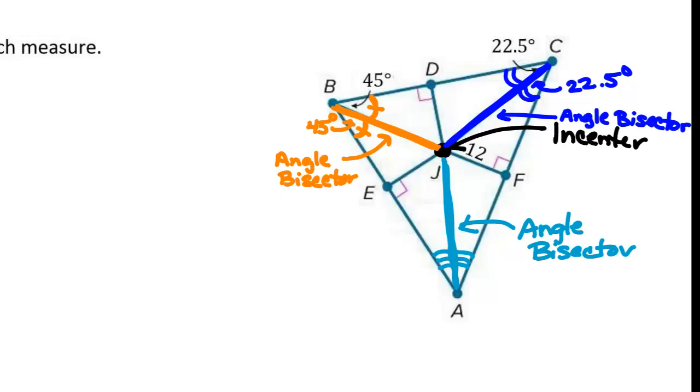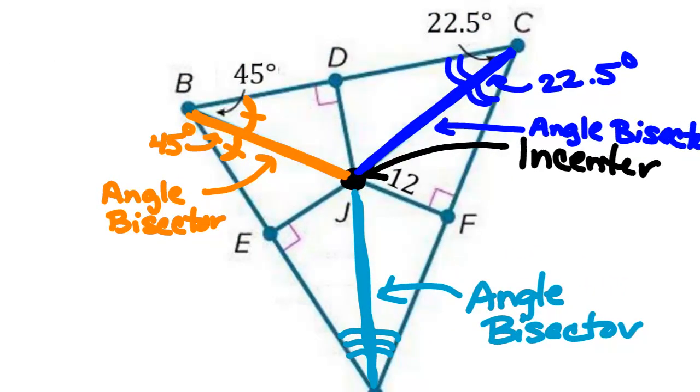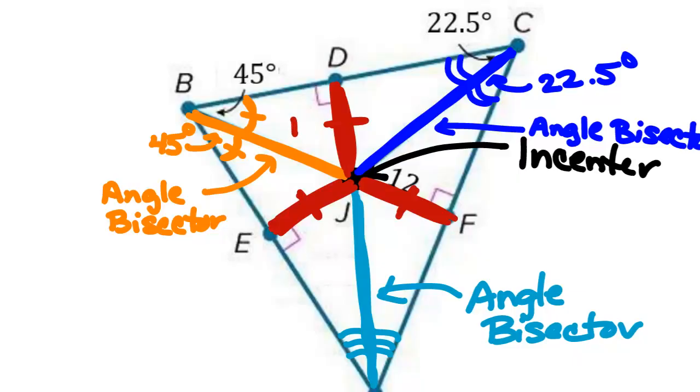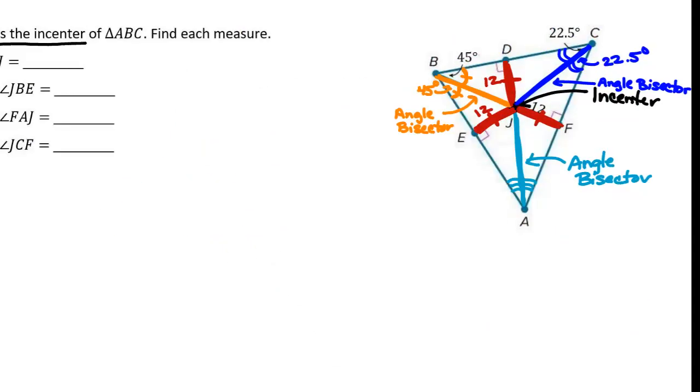So if those are all angle bisectors, and J is my incenter, what is true about these other 3 segments here? They are all congruent. So how big is each one? 12. This one's 12. This one's 12. This one was already marked as 12.